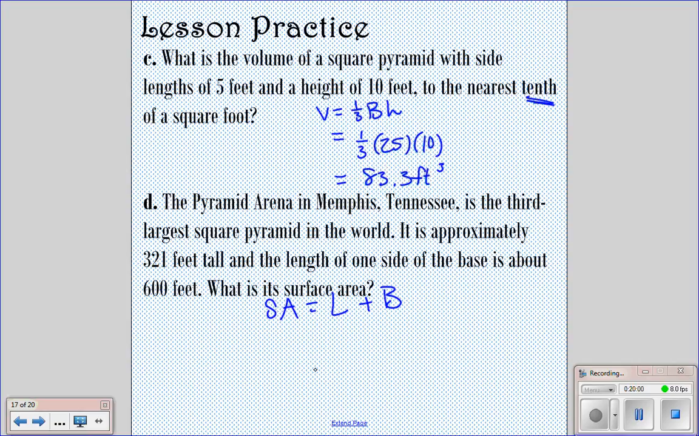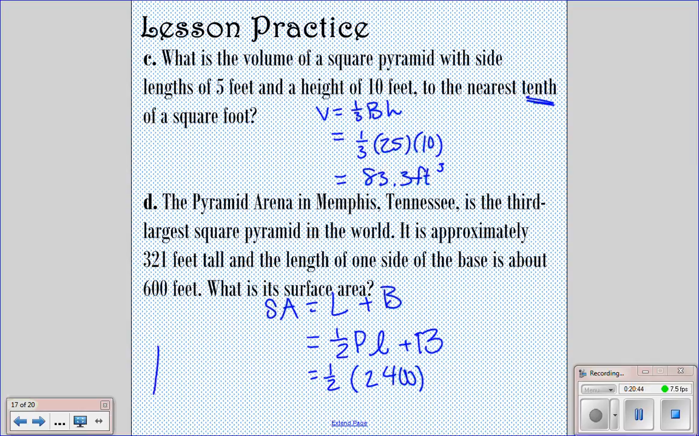plus the area of the base. So our lateral surface area is 1/2 perimeter times the slant height plus 1/2. Actually, on this one we have a square, so we can just leave it as the area of the base. We don't have to use our 1/2 PL formula. Okay, so now we're going to do 1/2. The perimeter of our base, each side is 600, so multiply that by 4 and you get 2400. The slant height is 321. No, I'm sorry. That is actually the height. We're going to have to figure out the slant height.